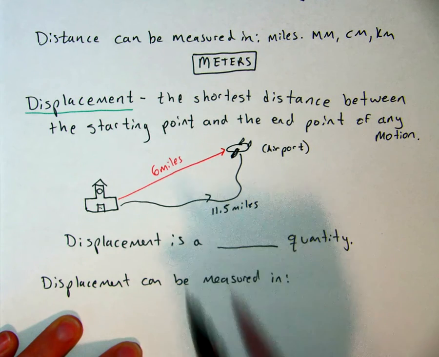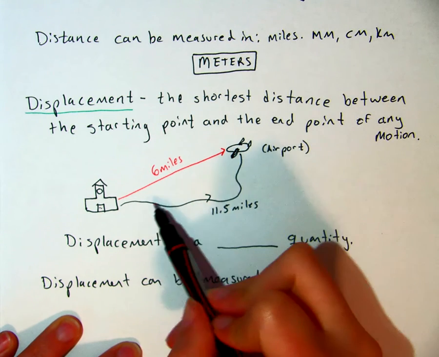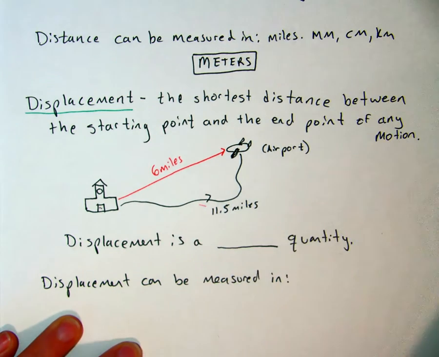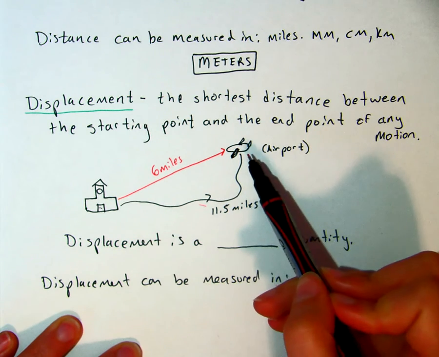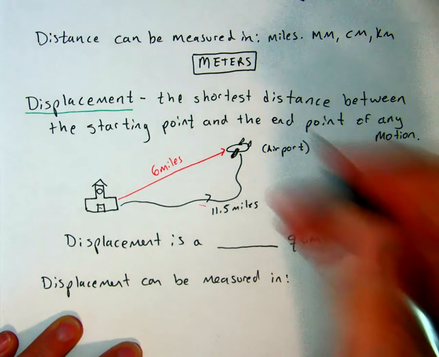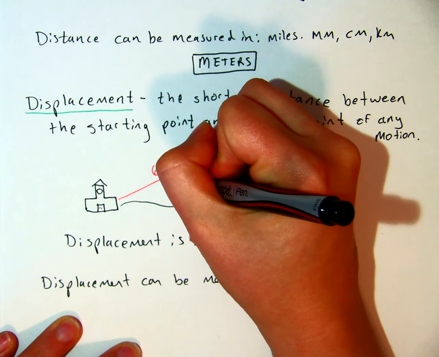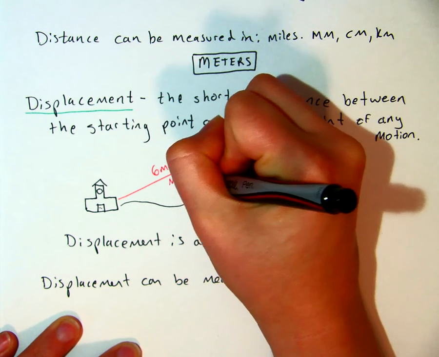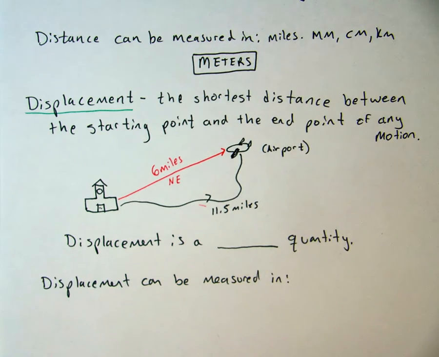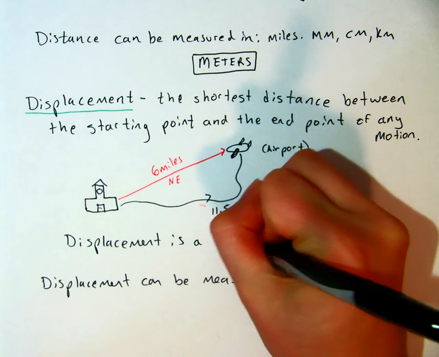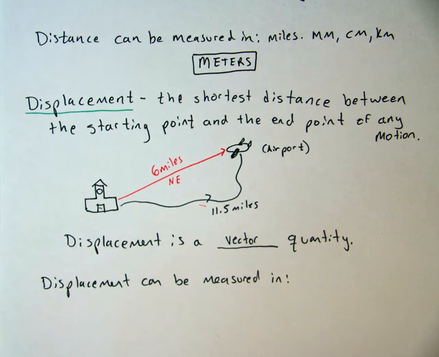Okay. But notice, this is in a very different direction. This one takes me around some curves and around exits and on-ramps of the highway. This is a straight shot. Okay, it's definitely another direction. So we would say this is 6 miles northeast. Okay. So notice I used direction. Well, direction and a magnitude, 6 miles northeast, tells me that this is a vector quantity. Remember, vector quantity is a quantity that has both magnitude and direction.